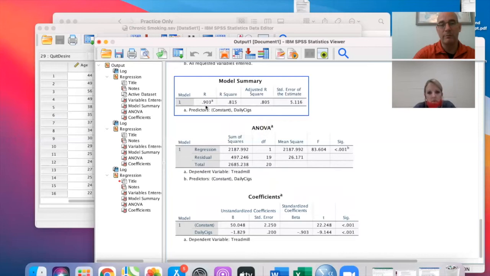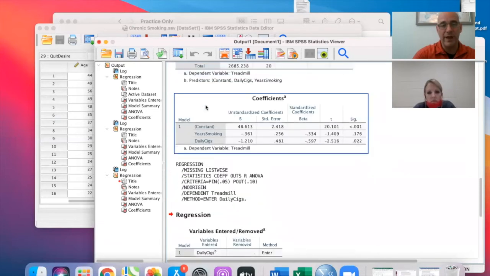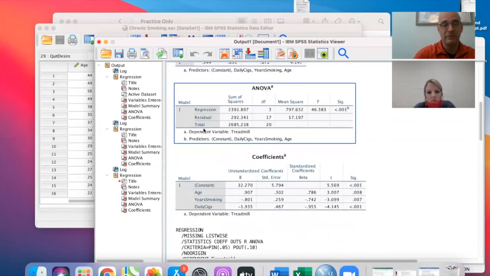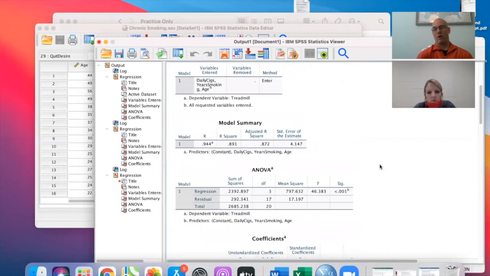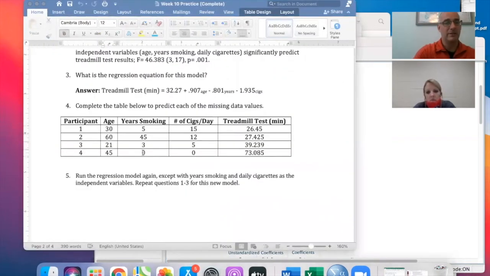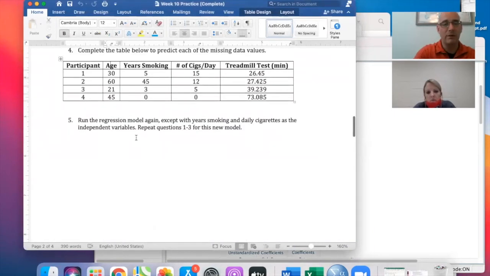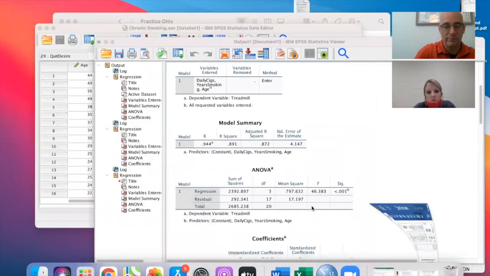So with 1 factor, we go from 0.903 to 2 factors, 0.913, to 3 factors, 0.944. And we could, like I said, add in a 4th, a 5th, a 6th variable, and we'd see a little bit more, a little bit more, a little bit more. But what question number 5 is asking us is to run this model with only our 2 variables.